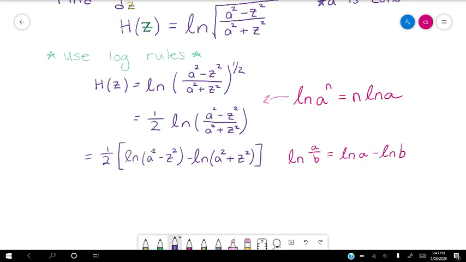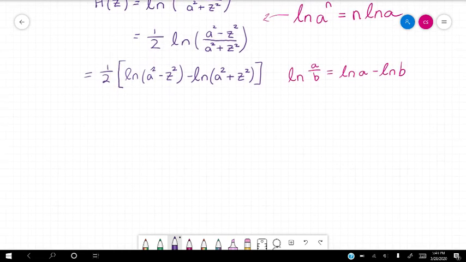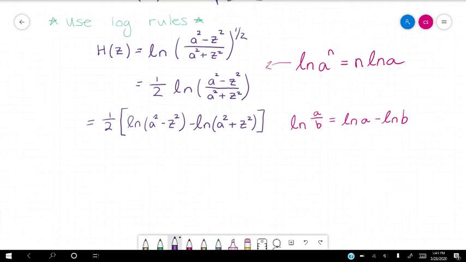All right, and then just kind of reflecting on that, is there anything else we can do? No, this is as far as we can separate it out, okay? We can only separate an argument if it's a quotient, if it's a product, or if the entire argument is raised to an exponent, okay? So right now, a squared minus z squared, that's all we can do. So now we're ready. So this is still equal to h of z.